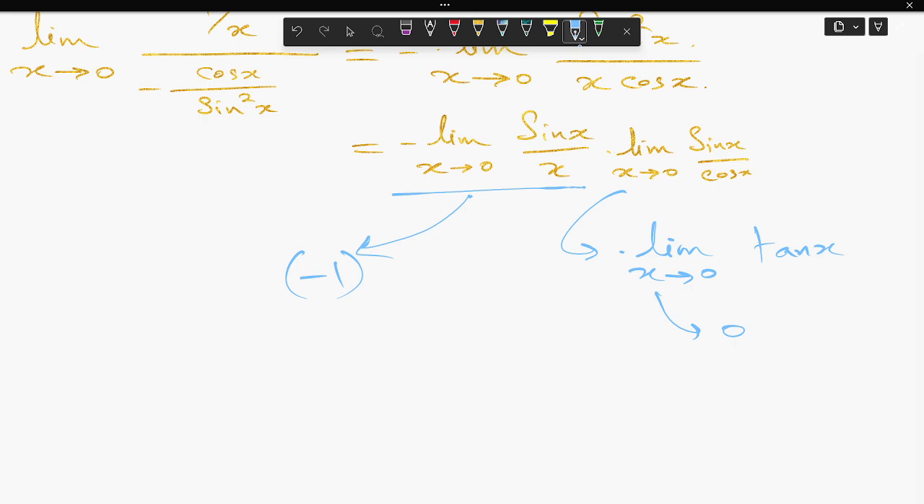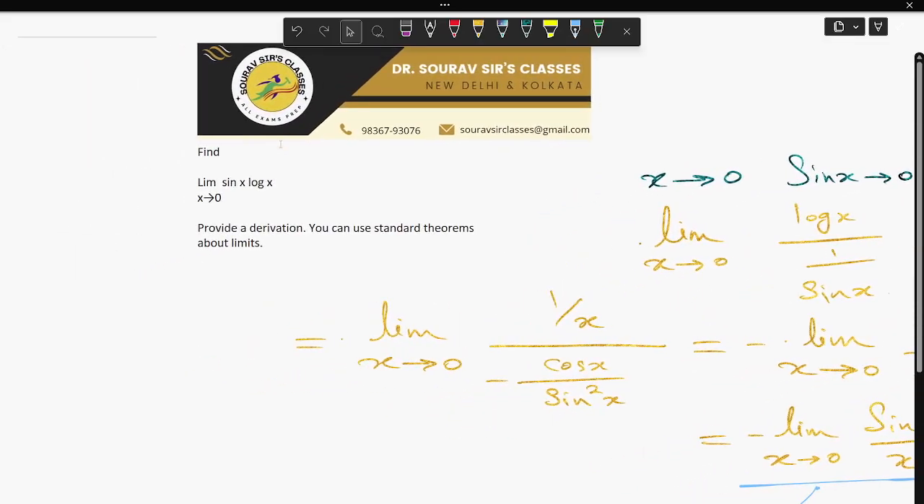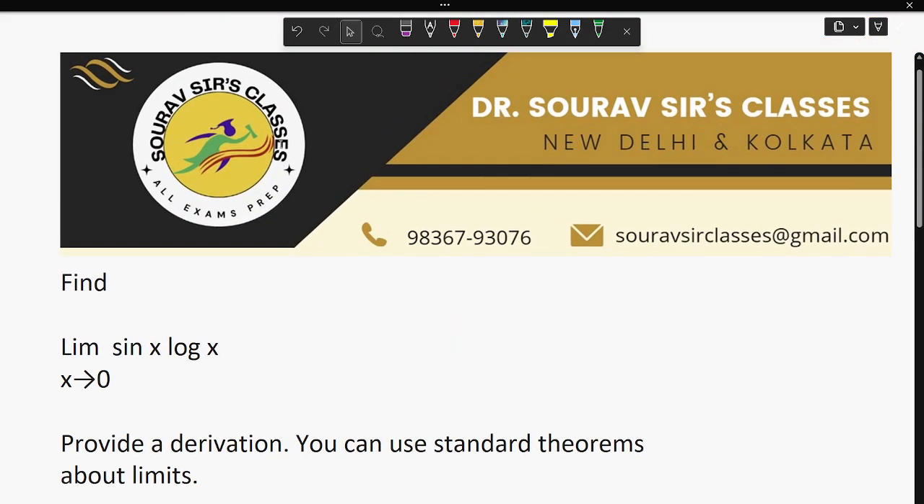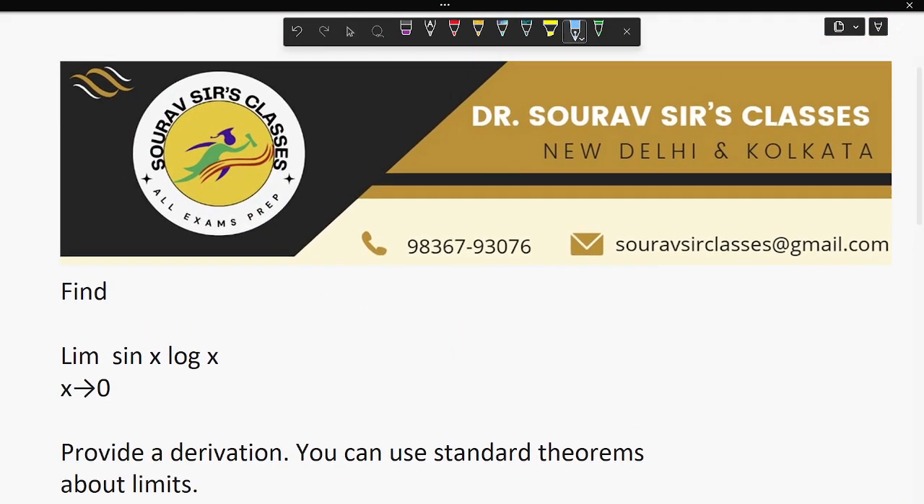So finally what are we getting? 0 into minus 1, which is 0. Okay, so the final answer: the limit x tends to 0 of sin x log x is equal to 0.